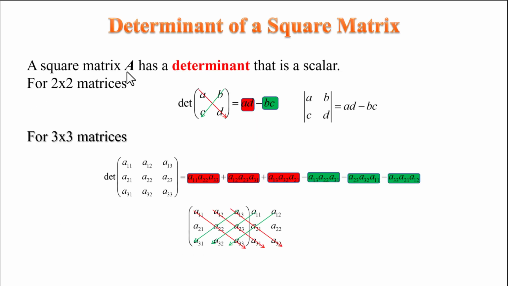For a square matrix, it has a determinant, which is a scalar. For a 2 by 2 matrix, its determinant is defined simply by this relationship. For a 3 by 3 matrix, the determinant is defined this way. It's the product, red, subtract the green products.